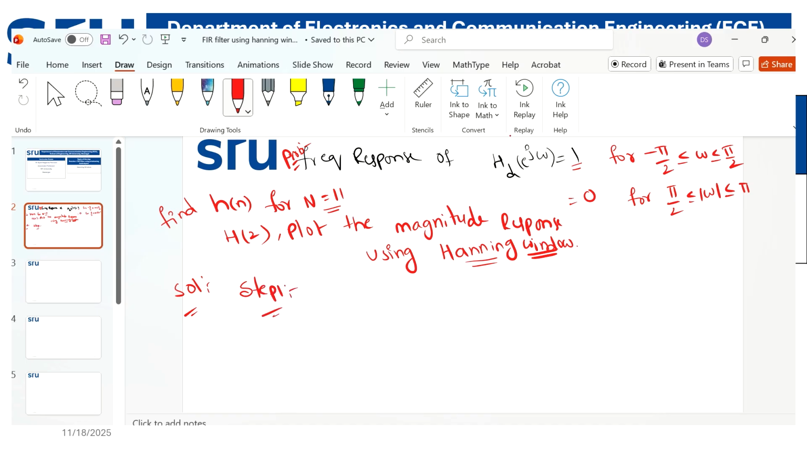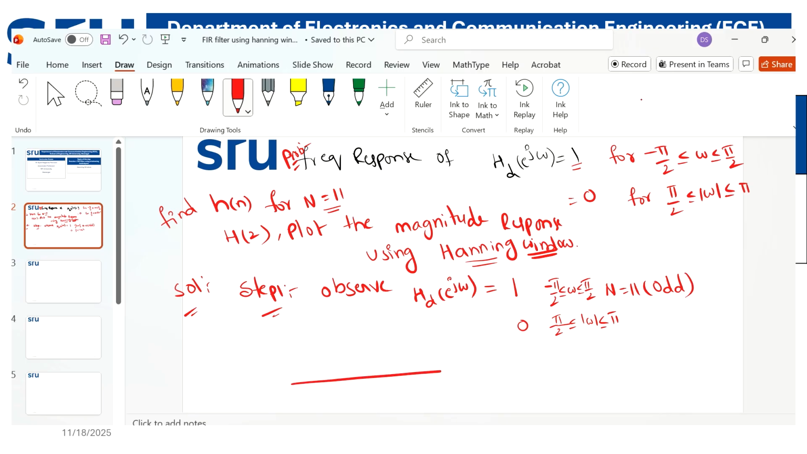The very first step is, first we have to observe whether the given Hd of e power j omega is symmetric or antisymmetric. Given N value is equal to 11. 11 means it is odd. Now we have Hd of e power j omega equals 1 for minus pi by 2 to pi by 2, and it is 0 for pi by 2 less than or equal to mod omega less than or equal to pi. So remember, it is mod omega. It means from minus pi by 2 to minus pi it is 0, as well as plus pi by 2 to plus pi, it is 0.